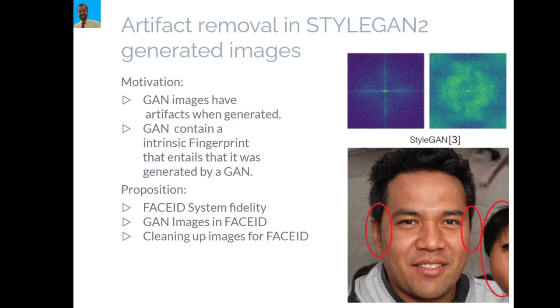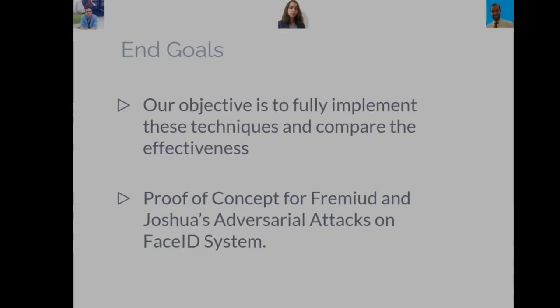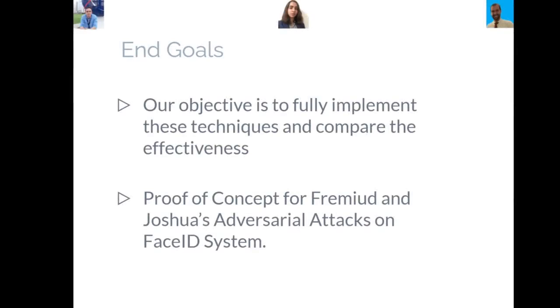So we want to know if we can filter those and if we can fool any Face ID system, or we can see how this Face ID system responds when we have images such as this one cleared from the GAN's artifacts. So the end goal for the research is to understand how the three implementations of the adversarial attack work in the Face ID system and how these systems are compromised or how they behave when encountering these three problems.